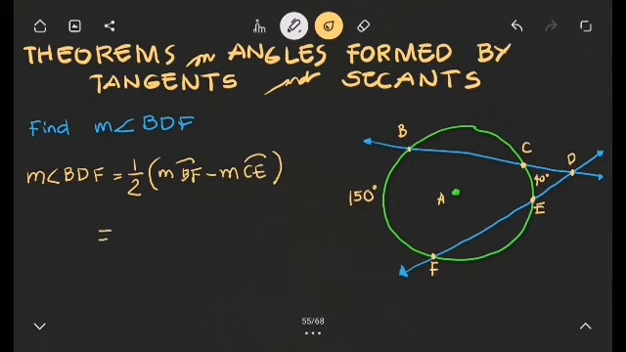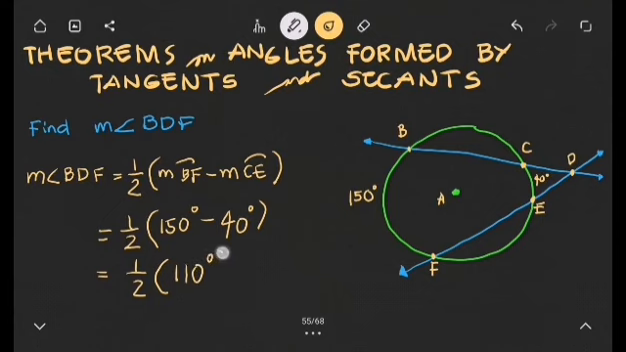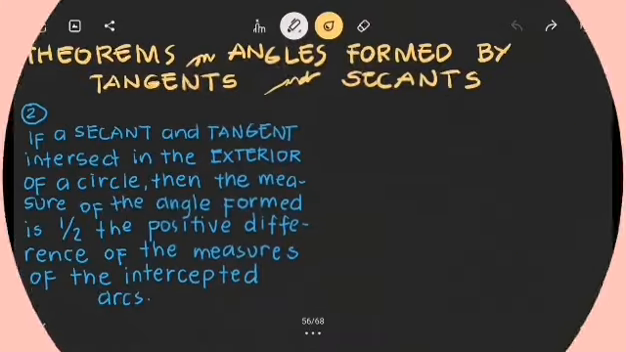Okay, so pwede na nating i-substitute. We all know, based from the given, the measure of arc BF is 150 degrees minus the measure of arc CE, which is 40 degrees. So 1/2 the difference of 150 and 40 is 110 degrees. So, ang kalahati niya is 55 degrees. So, ibig sabihin, ito yung sukat ng ating angle BDF.